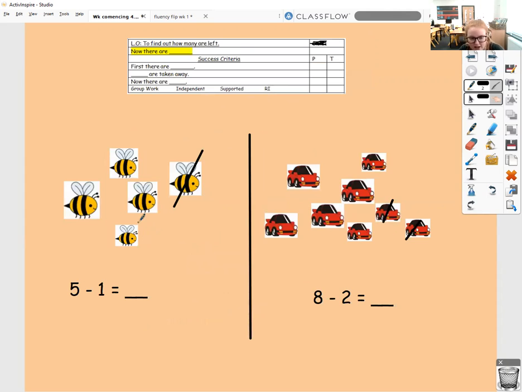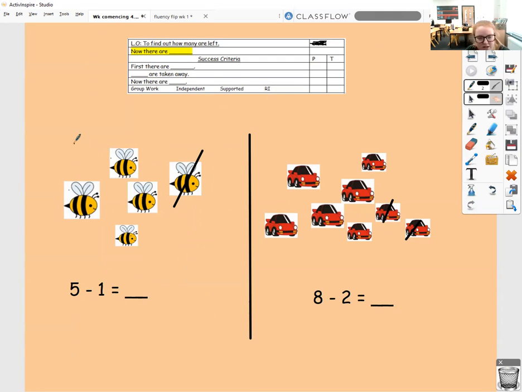Let's have a go at this one together. So my number sentence is saying that there are 5 bees to start with. Let's double check that's right. 1, 2, 3, 4, 5. 5 bees to start with. Then we are taking away 1. We can see that because there is a line through this bee. So first there are 5, then we are taking away 1.